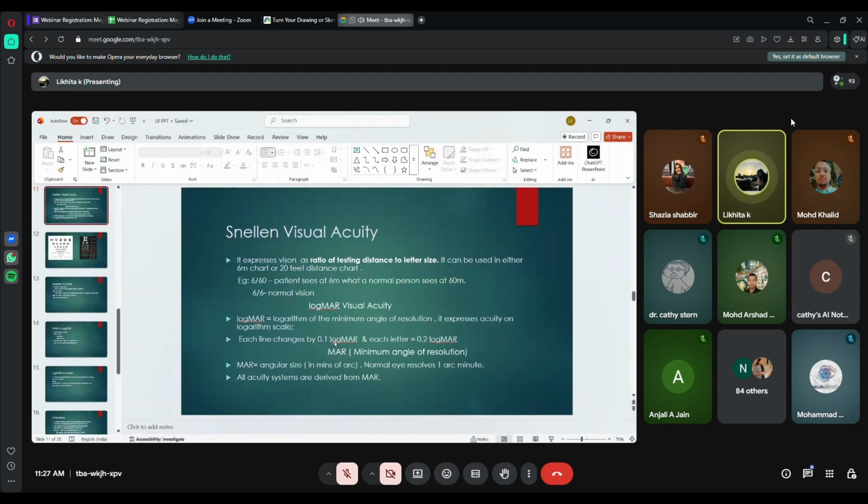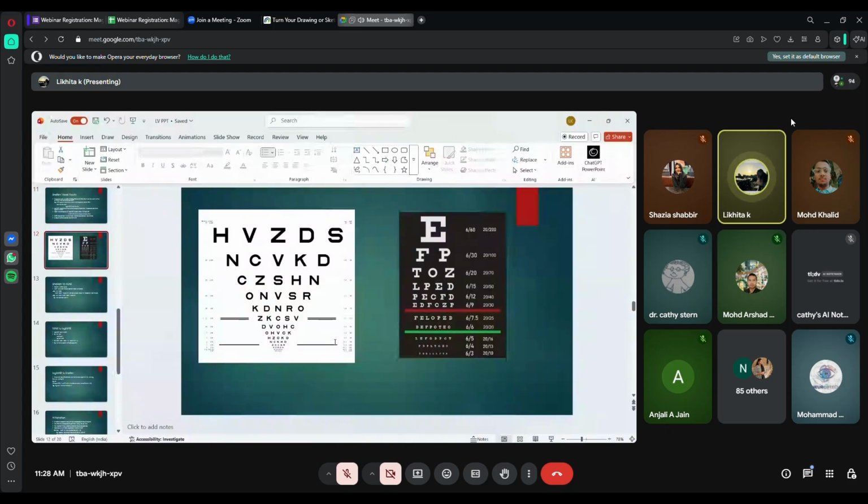So what is MAR? MAR is the minimum angle of resolution. The normal eye resolves 1 arc minute. 1 arc minute is the basic unit of the MAR. MAR equals angular size, that means in minutes of arc. All equity systems are derived from the MAR. And these are the Logmar and Snellen charts you all know.